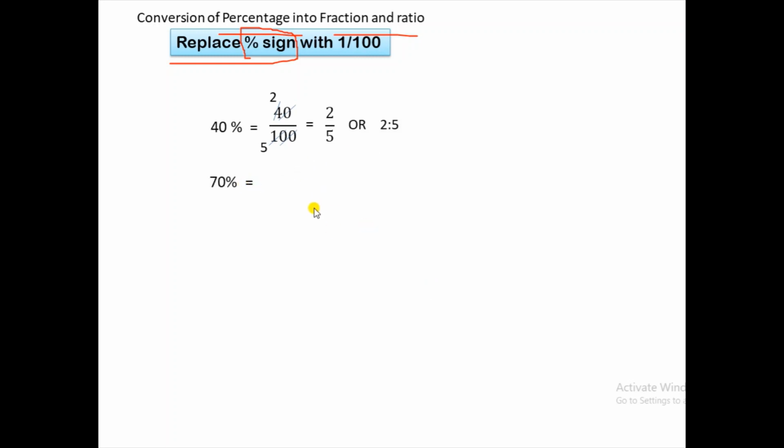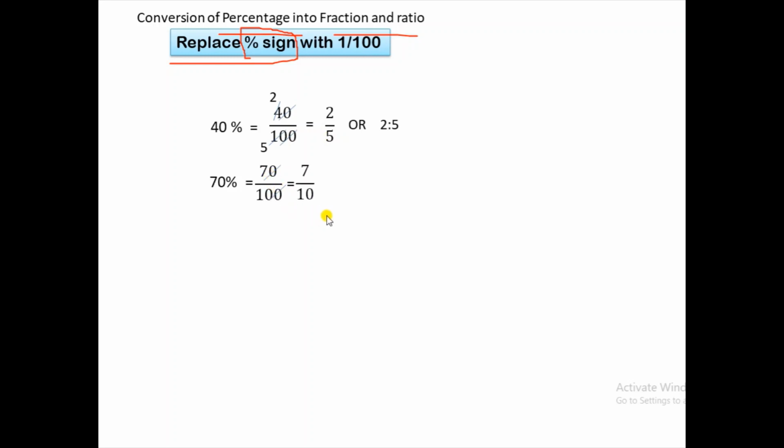The simple procedure, again the same thing, is going to be 70 by 100. Percentage is nothing but dividing by 100. So this 0 will be cancelled, so it cannot be reduced further. So here 40 by 100, first of all 0 we have cancelled, and 4 by 10 we have reduced to 2 by 5. So wherever reduction is possible we can go for that.